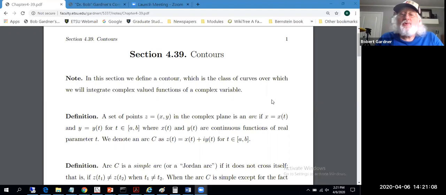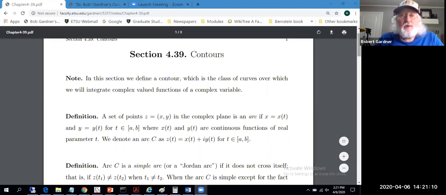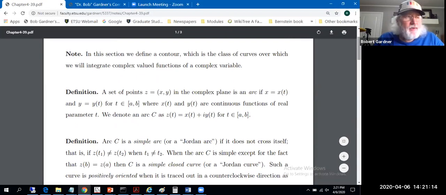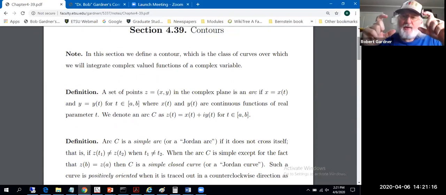So we'll define contours. These are the kinds of curves over which we'll integrate. In Calculus 1, you integrate over intervals, closed and bounded intervals. Later, you integrate over discontinuities and deal with improper integrals. So this is our foundation. These contours play the roles of closed and bounded intervals.